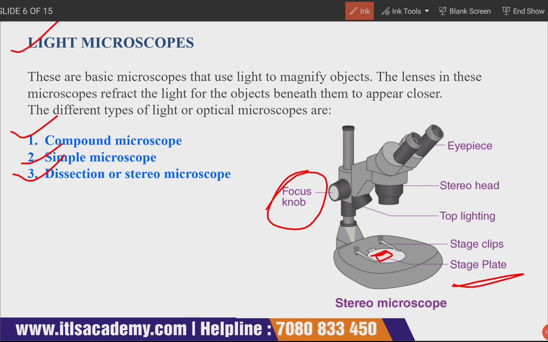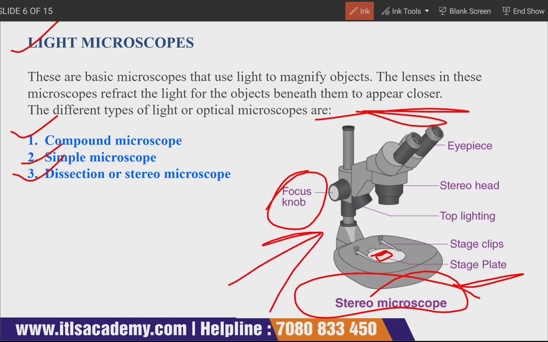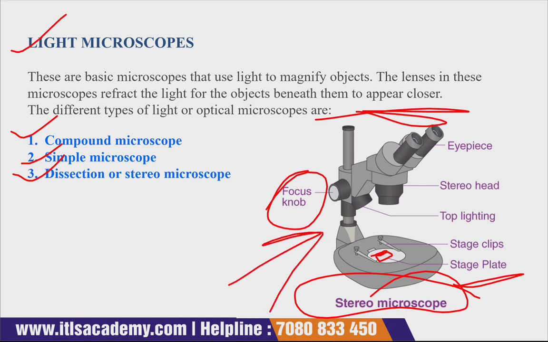What does it do? It magnifies the object, means it enlarges objects that you cannot see with your naked eyes. The lenses in these microscopes reflect the light from the object placed beneath them, and because of that the object appears closer, and when it appears closer, it is magnified, means enlarged. Again, there are different types of microscope. One of them is the stereo microscope, which we have shown in this diagram.